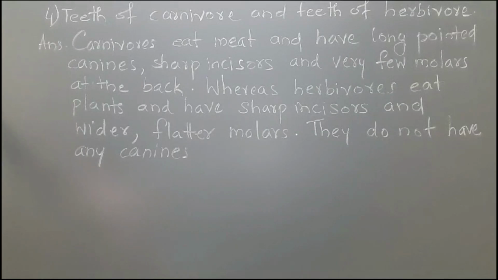Question number 4. Difference between teeth of carnivore and teeth of herbivore. Carnivores eat meat and have long pointed canines, sharp incisors and very few molars at the back. Whereas herbivores eat plants and have sharp incisors and wider, flatter molars. They do not have any canines.